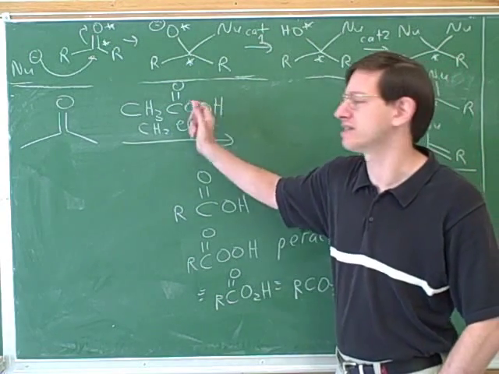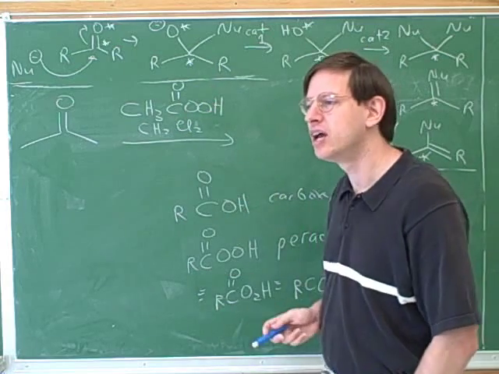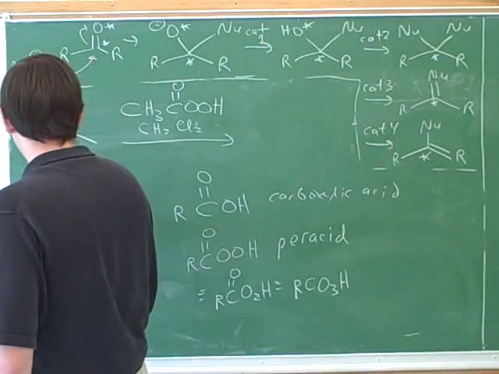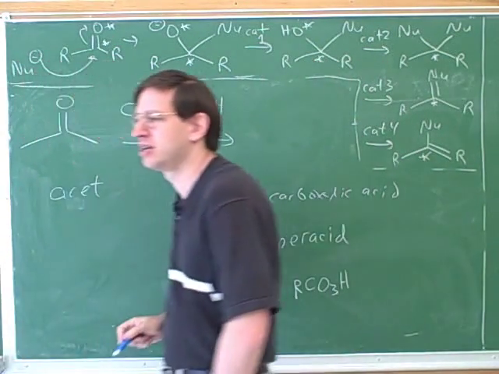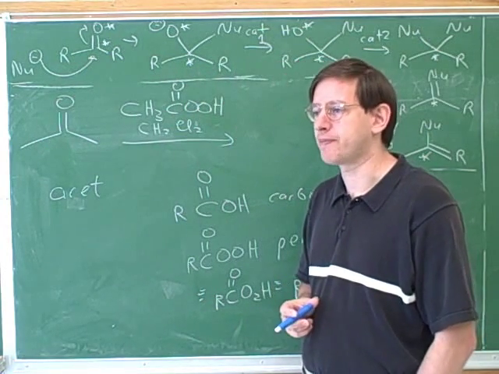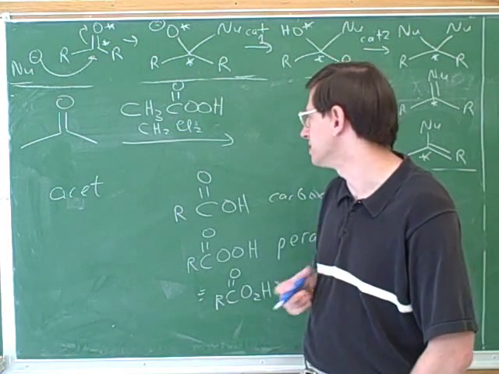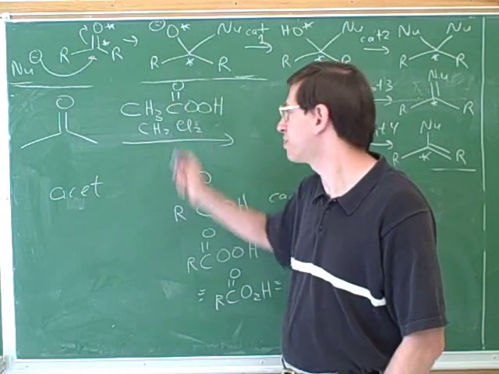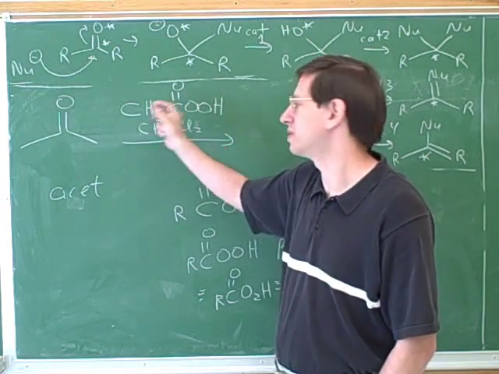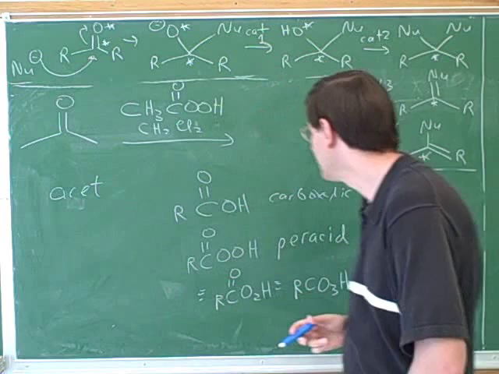Clearly then this is a per-acid. This would be peracetic acid. I think last time we talked about what acet means? Two carbons. Yeah, except for acetone, acet means two carbons. So this is acetic acid. This is peracetic acid because it's a per-acid with two carbons. All right.